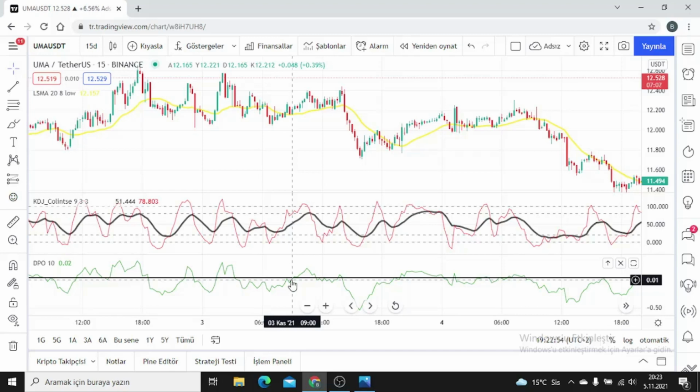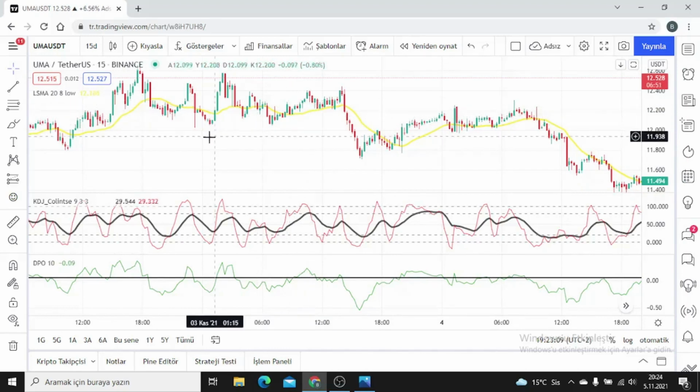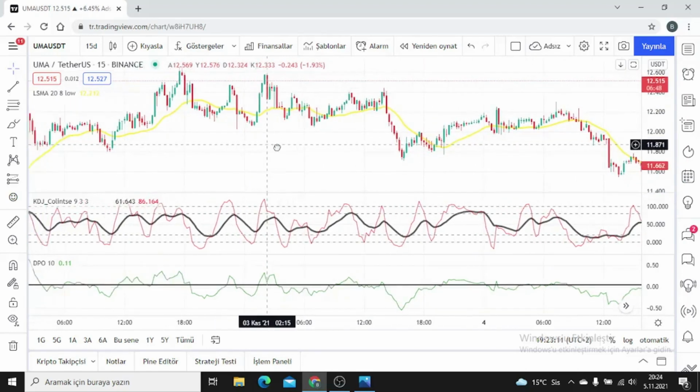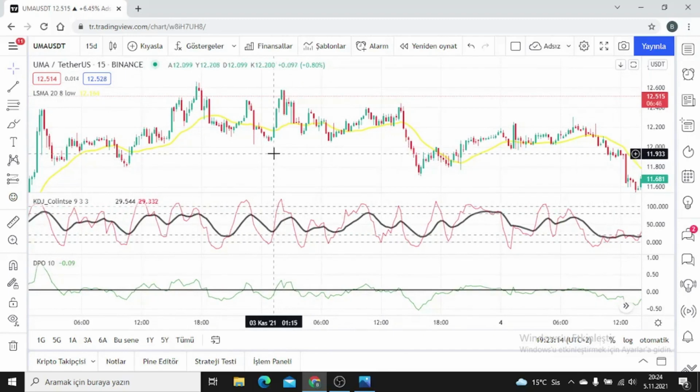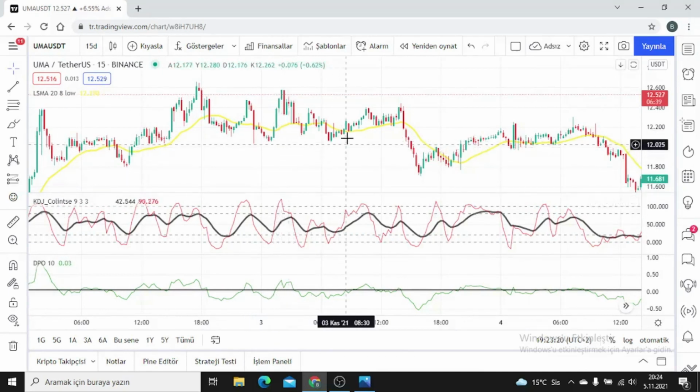For example, here, all three of our signals give a buy signal at the same time, there is no lag. Now look at the buy signals of these indicators, not three of them at the same time. Also, look at the three signals here that give a buy signal. Now the price is closing the candle above the moving average and KDJ is giving a buy signal at the same time. At the same time, DPO also gives a buy signal, that is, it breaks the resistance.